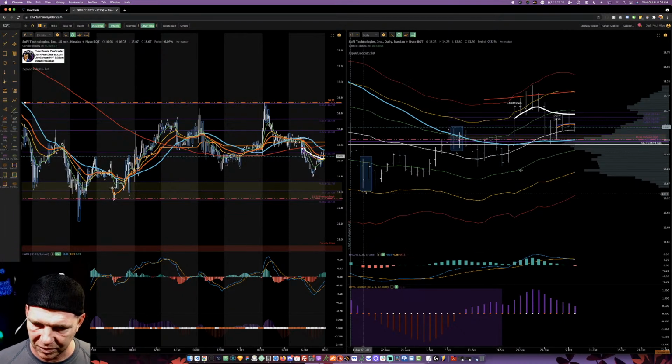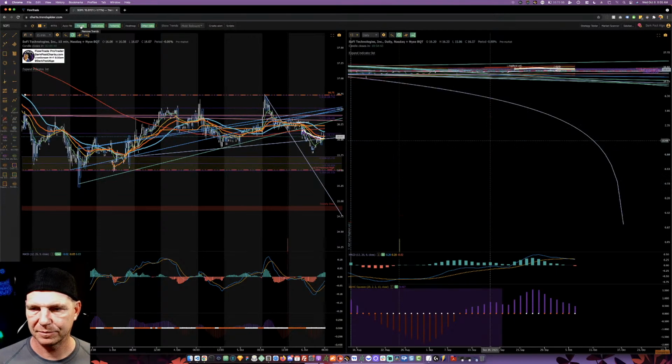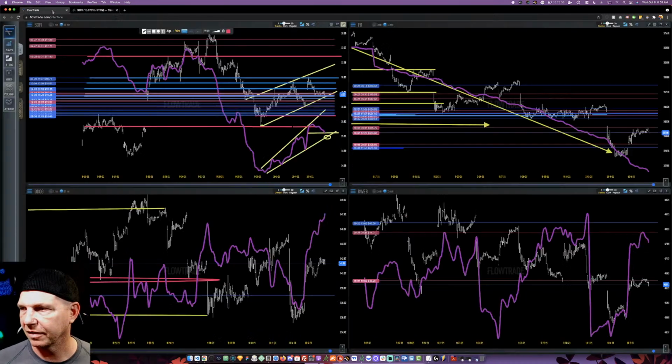Let's see. As far as uptrending support, it's very minor, but it's there. Let's see if we got any trends. Don't know what happened over here on this chart. All right, that was SoFi.